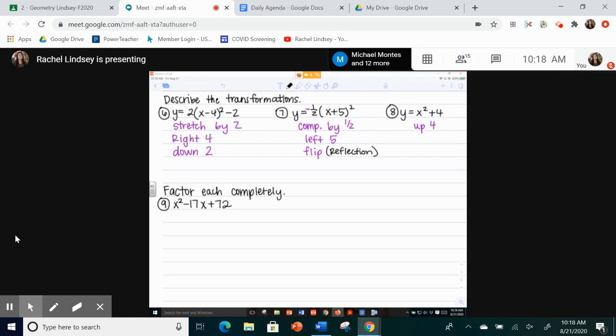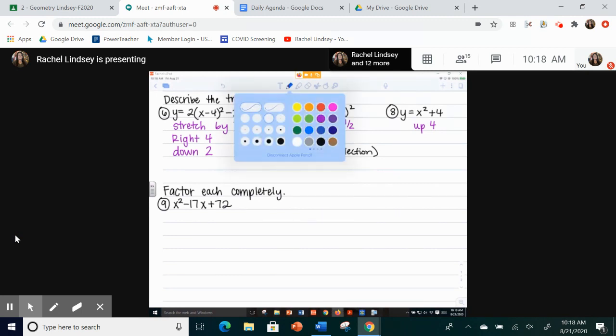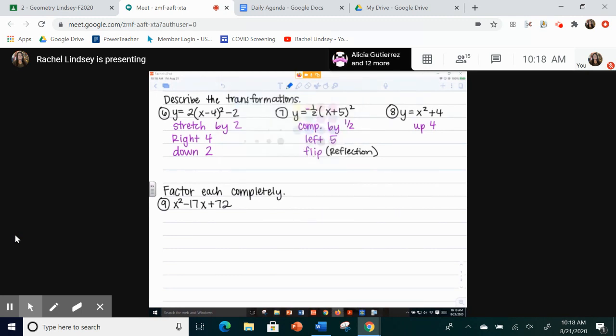Okay, so here we're just factoring. You're not solving, so you don't have to do the extra step we talked about yesterday. All you have to do is look for what multiplies to give you 72. 6 and 12. What other ones? 9 and 8. Now, which one of those would add to give you negative 17 if they were both negative? 9 and 8. So it would just be x minus 9, x minus 8, and you are done. When you're factoring, that's all you have to do. You don't have to do the other steps.